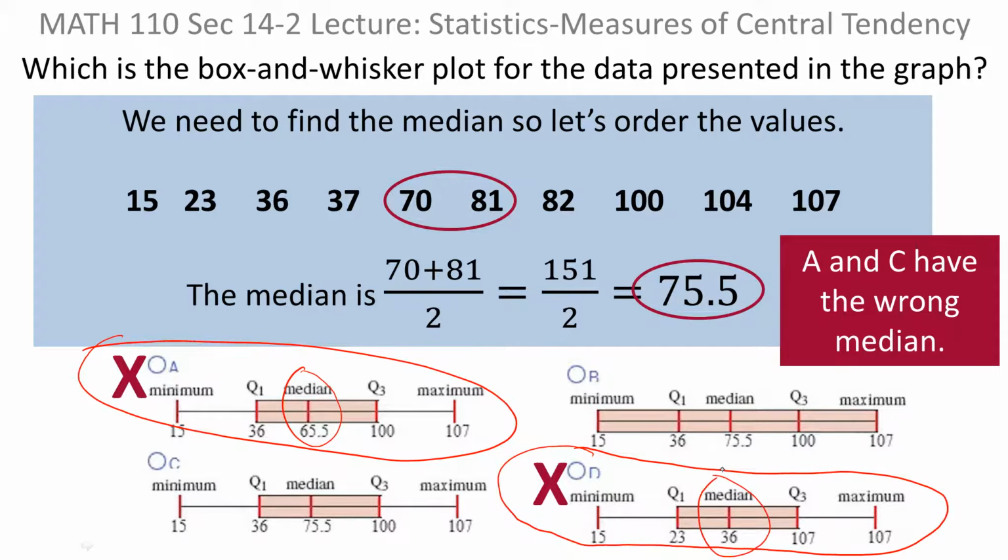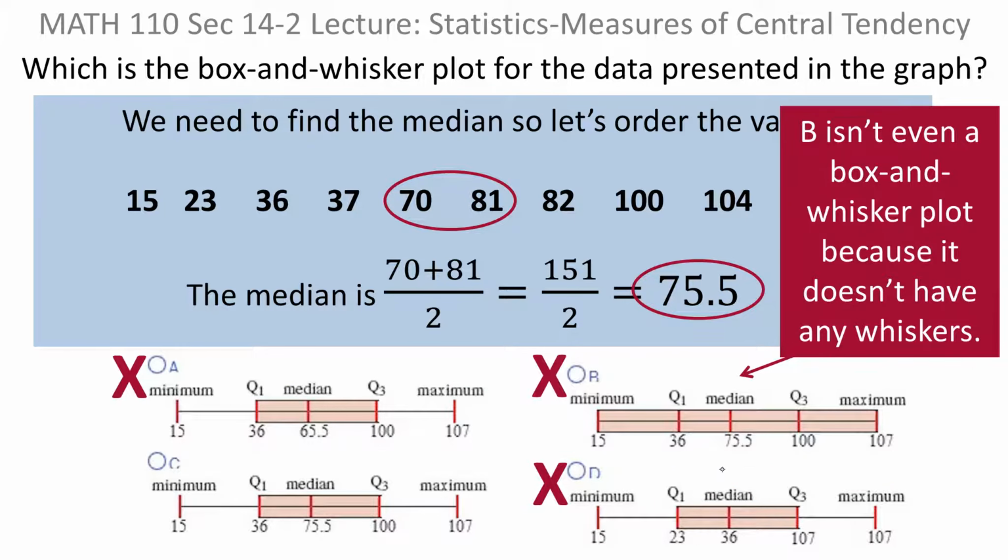So already you've narrowed it down to either B or C. And if you stare at those for a minute, you'll know that it can't be B, because B is not really even a box and whisker plot because it doesn't have any whiskers. The minimum is 15. It takes the whole rectangle down to 15. But remember, the rectangle is supposed to stop at Q1. This rectangle doesn't. In other words, that's really not even a box and whisker plot.